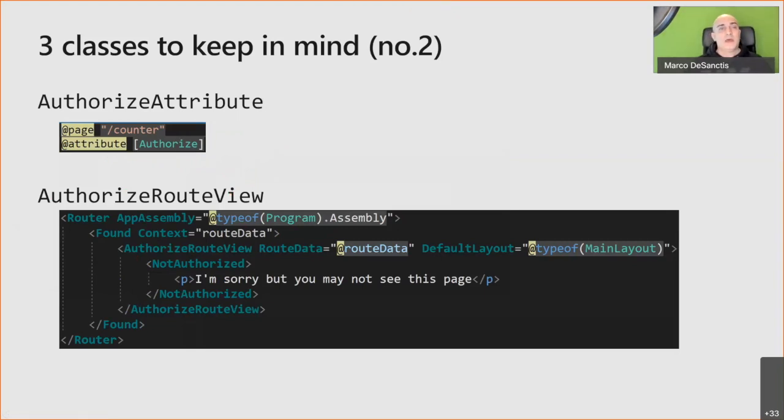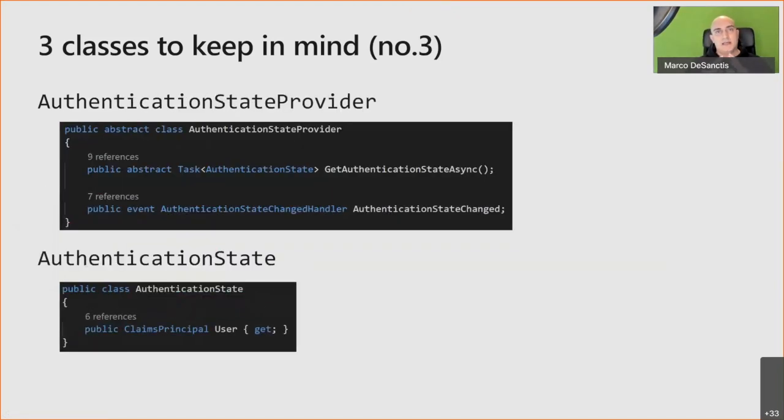Right. The third class that we need to get acquainted with is the authentication state provider, right? And this is a class that we are pretty much never going to use directly, okay? But it's the foundation of the two objects that we've seen before. As you can see, it's a very simple class. It basically exposes just this method here, get authentication state async, which gives me access to the current principal.